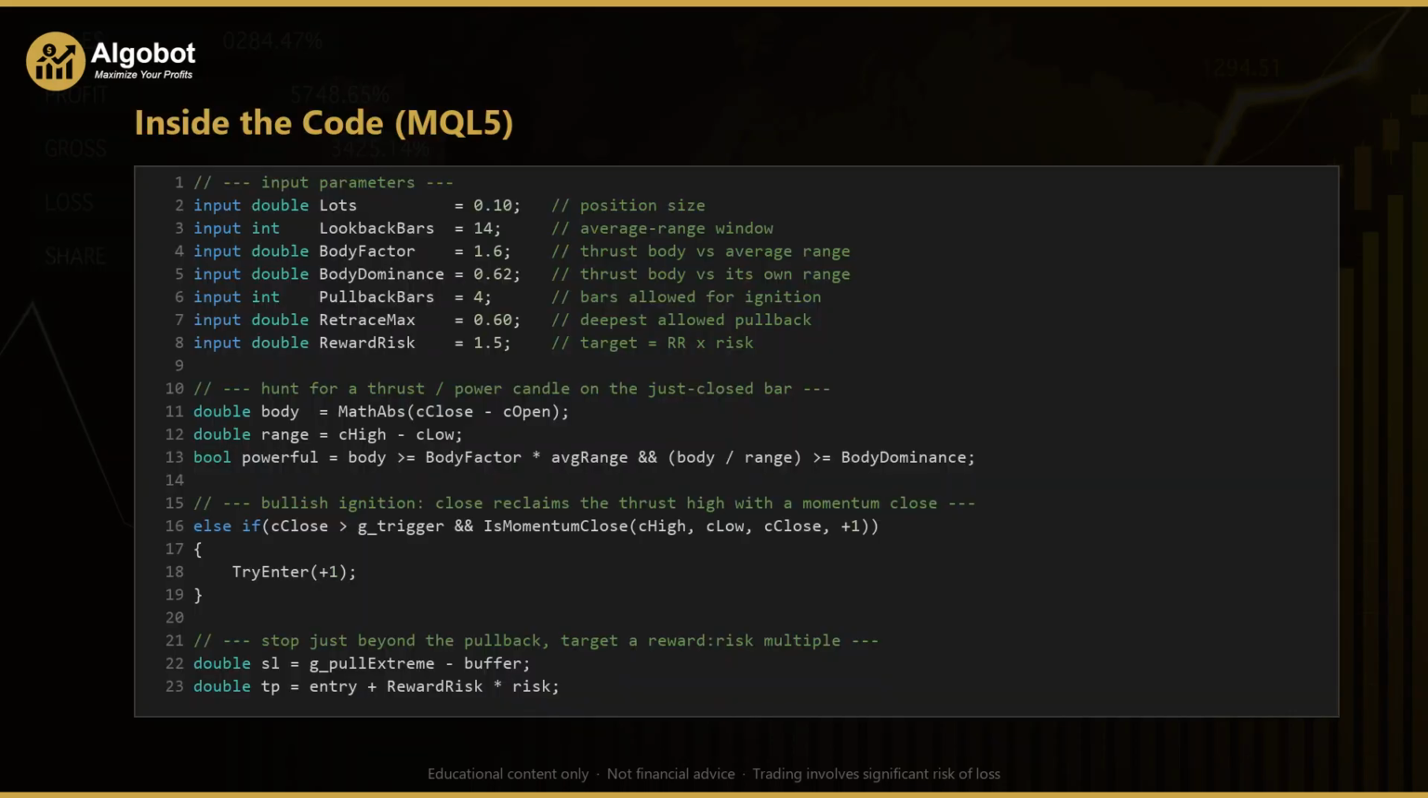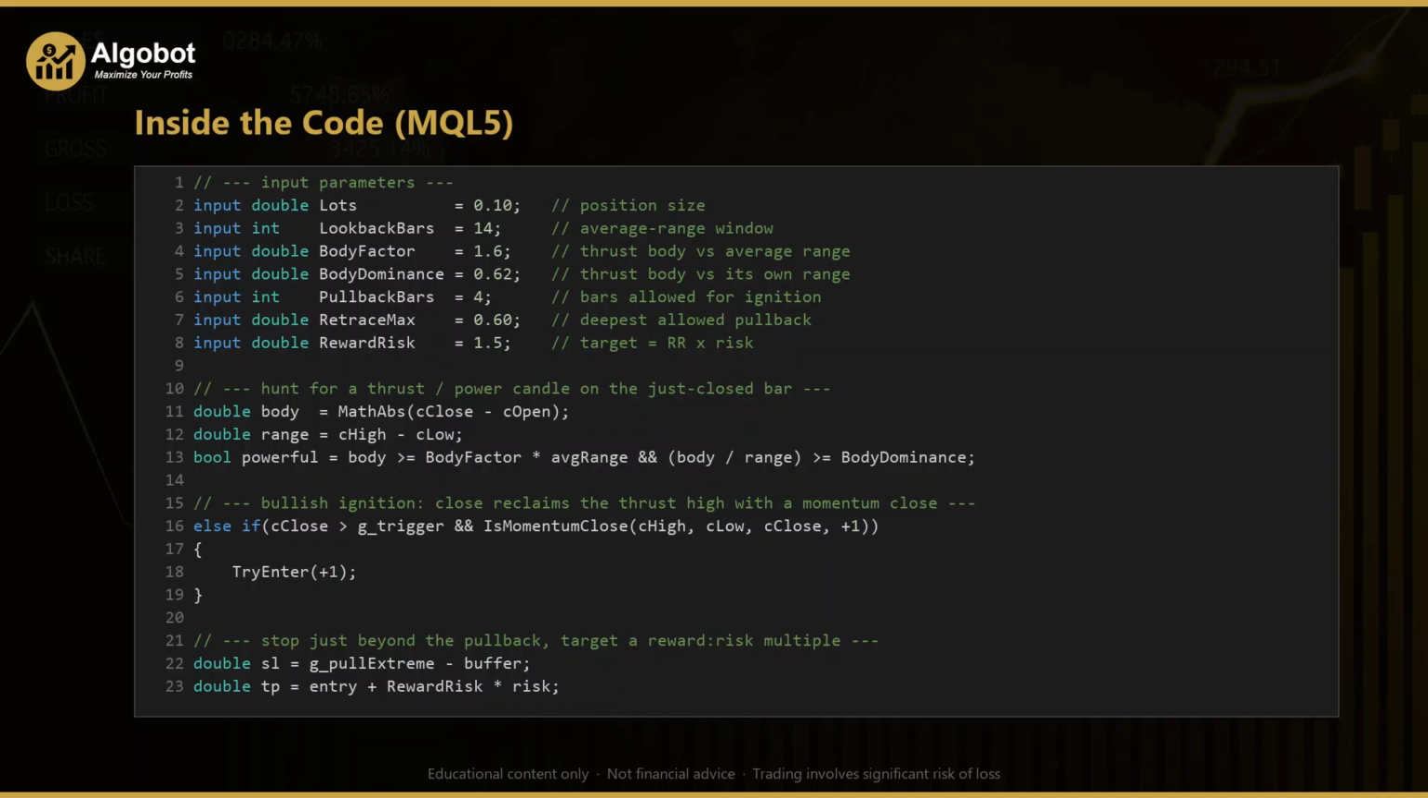Let's read through the code you're seeing on screen, just as you'd find it inside MetaEditor. At the top are the input parameters. Lots sets the position size. Lookback bars is the window used to compute the average candle range, the baseline the thrust is measured against. BodyFactor decides how large the thrust must be relative to that average. Raising it demands a more explosive candle and produces fewer, stronger signals.